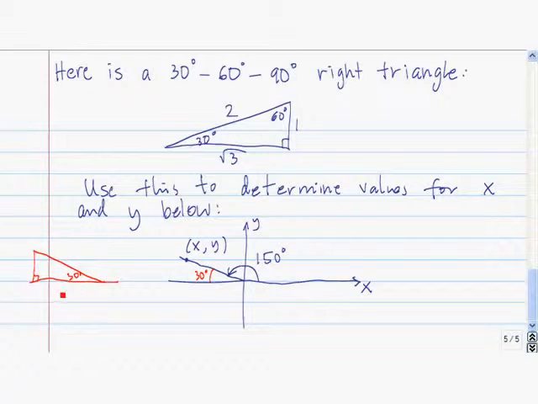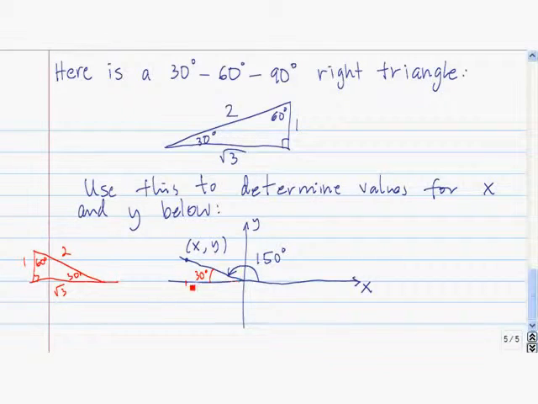This side here is root 3. This is 1. This is our 60-degree angle. And this is the hypotenuse of 2. So this 30-degree angle here is exactly the same as this 30-degree angle here. So I know that I can go a distance here of square root of 3. Okay, so I go square root of 3 in this direction.